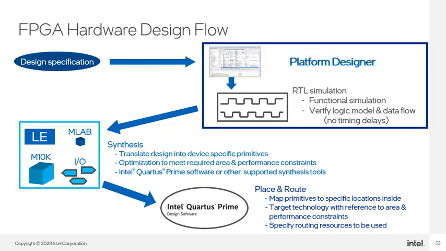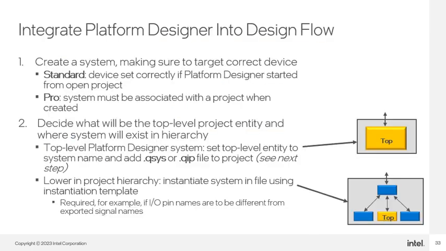As you've seen, Platform Designer is a front-end tool for building a system. It generates regular HDL code, so think of it as just another method for design entry in the flow. Following this flow, to incorporate a Platform Designer system, first, create the system as discussed so far. As mentioned earlier, make sure that the correct target device has been set in Platform Designer. This should already be done if the system was created from an open project, but it's still important to verify. This should not be an issue in the Pro Edition, since a Platform Designer system must be associated with a particular project when the system gets created.